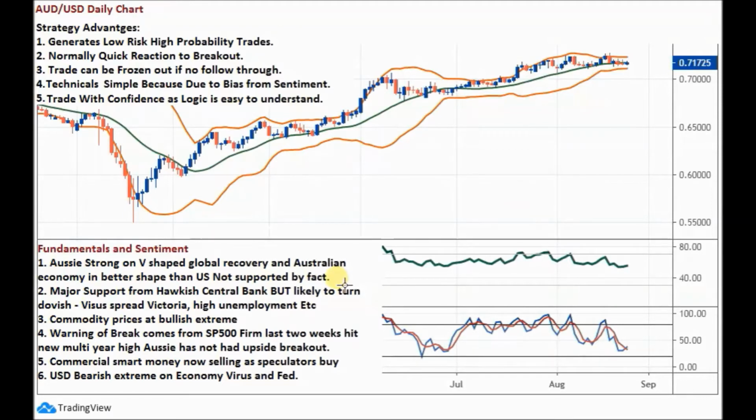So the Aussie has run on too far to the upside, and I think a real major reason why it has is support from a hawkish central bank, the RBA, but I think it's likely to turn dovish. The virus has spread to Victoria. You've got high unemployment. You've got friction with China. You've got high debt levels. They're not going to get any more hawkish than they are, and I think they could well go dovish like the RBNZ did in New Zealand.